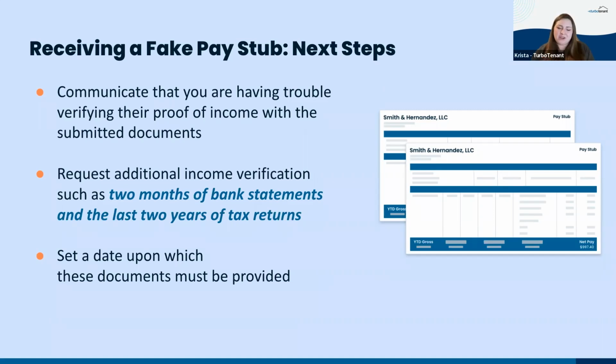You're also going to want to make sure that you are very clear about when you need this documentation. Don't let it just float off. Say, I need these documents by Thursday at 12 p.m. in order to keep you in the running. Otherwise, I have to move on to other candidates. If they don't give you that documentation, move on. It's not a good fit. If they do, take a look at that.